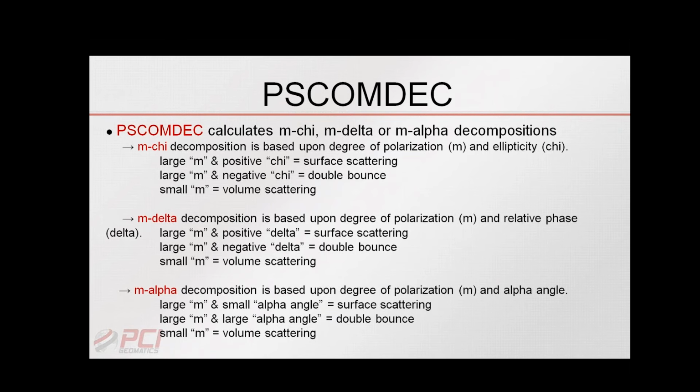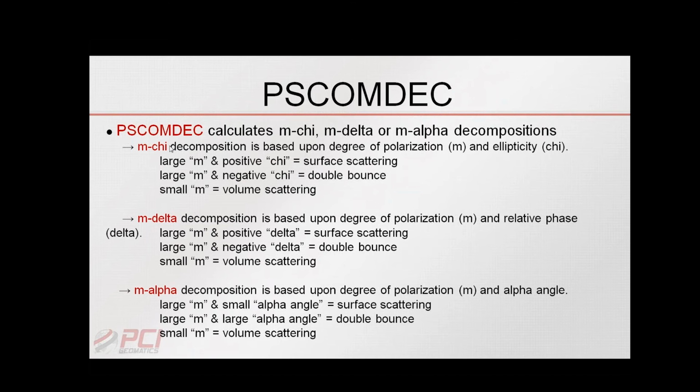PSComDec is another algorithm that is used to estimate the level of double bounce, single bounce, and volume scattering. For those of you who are familiar with the full quad analysis, this is the equivalent, not similar, but the equivalent of the Freeman-Durden decomposition, which allows you to compute the same three parameters: the volume, the surface backscattering, and the double bounce backscattering. In the scientific papers, there are mainly three different ways we can use to estimate those: the volume, the double bounce, and the surface component.